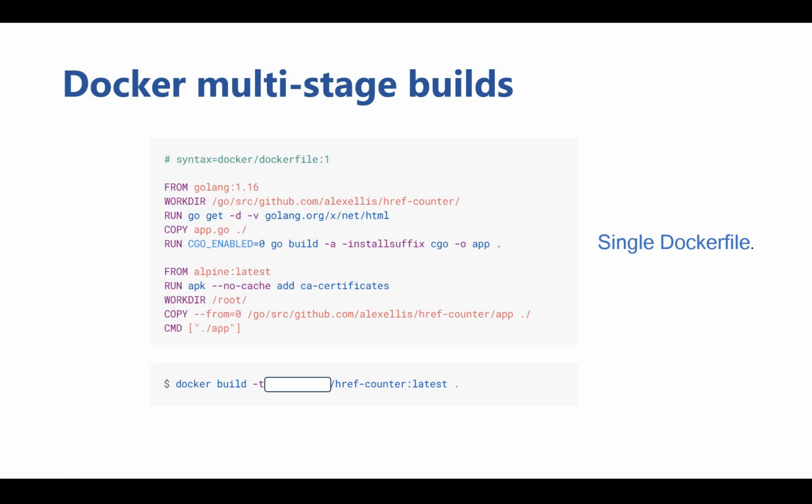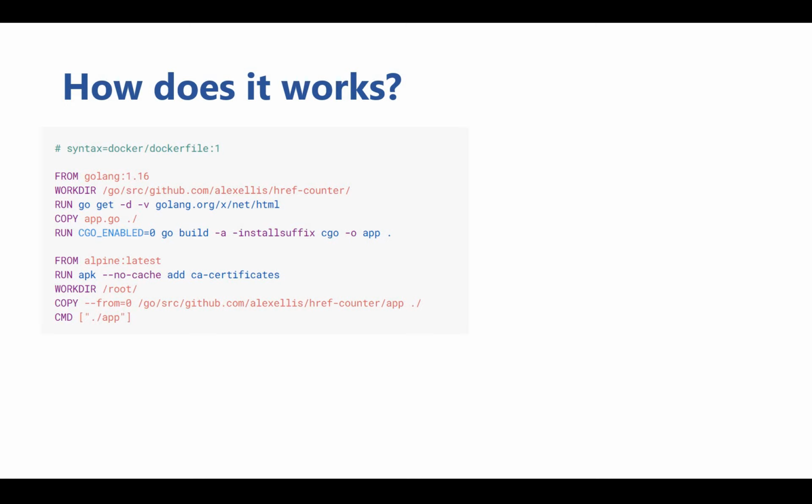Now let's talk about how this works. You have a base image from Golang, and the first part is as usual, the first set of instructions for running the build. So it will use the Golang image, set up the work directory, do all the copy and running, and it will create the app.